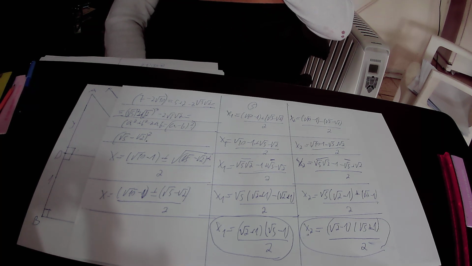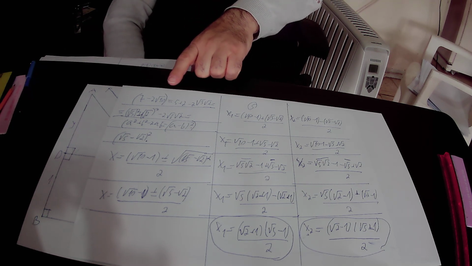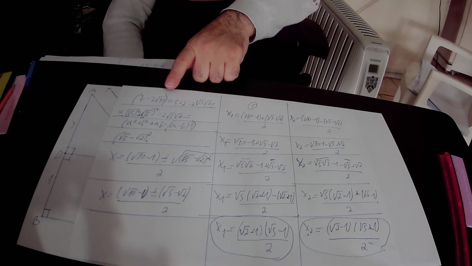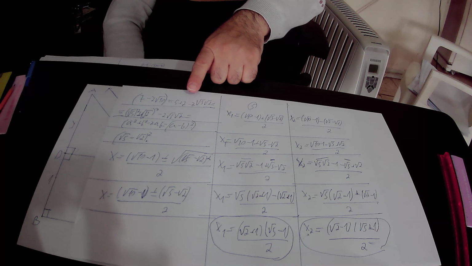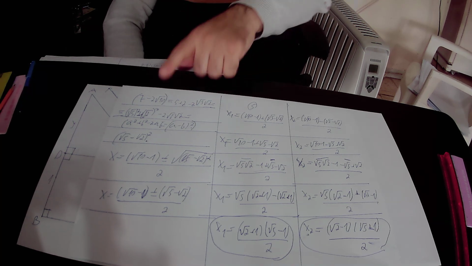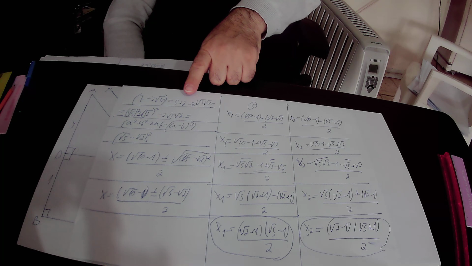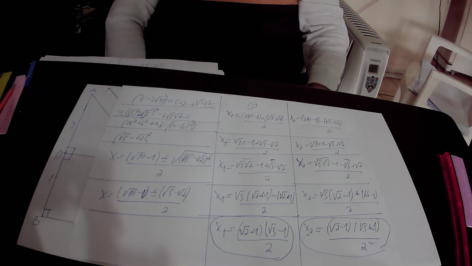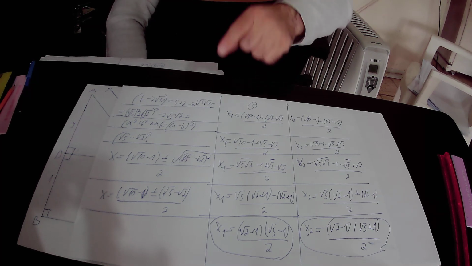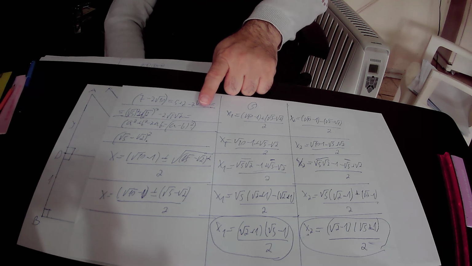So in conclusion, we found out that 7 minus 2 times square root of 10 equals square root of 5 squared plus square root of 2 squared minus 2 times square root of 5 times square root of 2. But this expression is very similar to the algebraic identity that states that a squared plus b squared minus 2ab equals (a minus b) squared. Therefore, according to this algebraic identity, we can substitute our expression by (a minus b) squared.